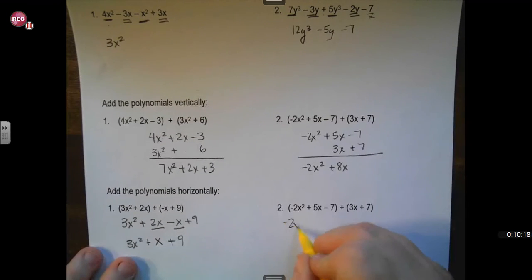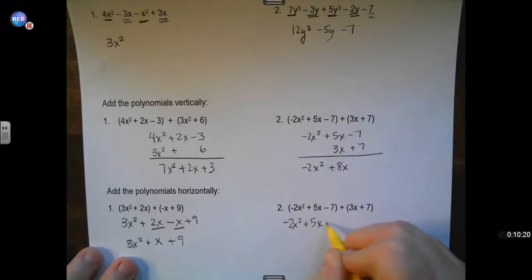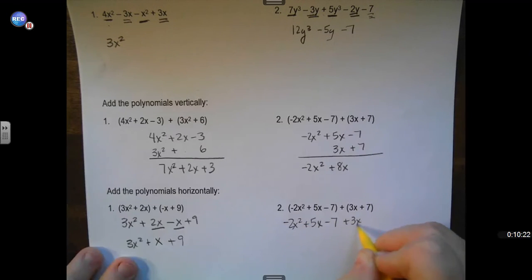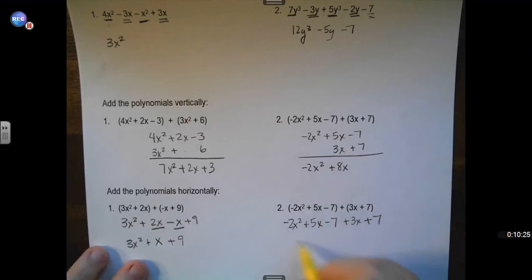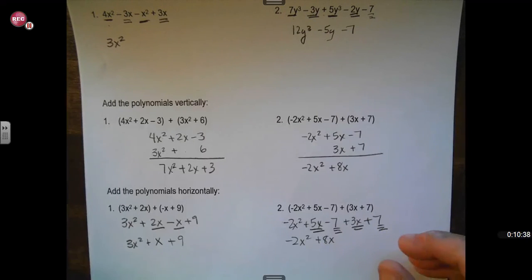Here we have negative 2x squared plus 5x minus 7 plus 3x plus 7. So nothing to go with the negative 2x squared. 5x plus 3x is 8x, and minus 7 plus 7 is gone. Negative 2x squared plus 8x, which is the same problem I did above. Wonder why I did that. Don't know. Show you two different methods. Who knows?